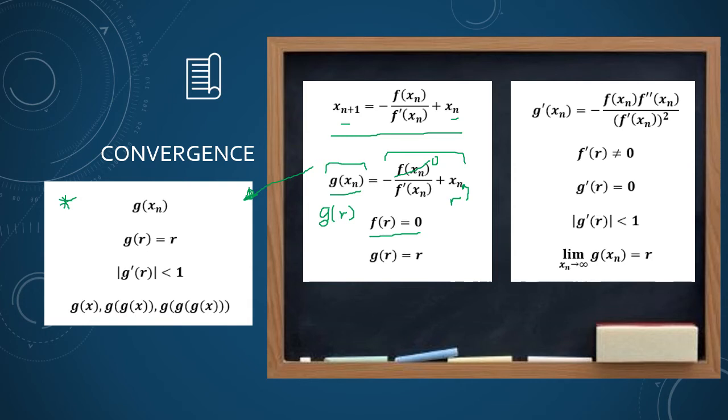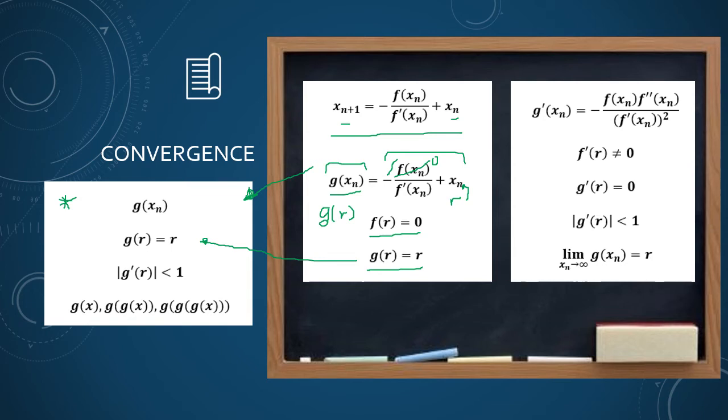And f of r was 0 because r is the root of our function. If you recall, our original problem was finding the root of f here. We wanted to find the root of this, and we assumed r was our root. Plugging that into f, we get 0, and that makes g of r equal to r. Now, if you recall our previous discussion, that makes it a fixed point of g.